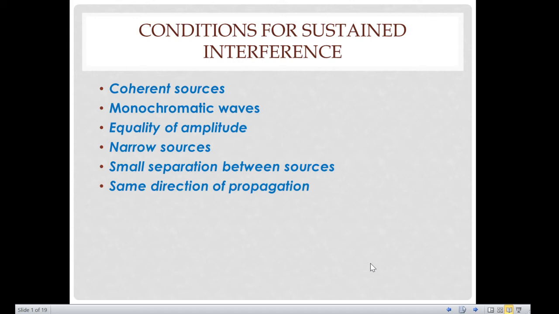Second thing is of same frequency or wavelength, or monochromatic waves. The two interfering sources should emit waves of the same frequency or wavelength, and the amplitude of the two interfering waves should be equal or approximately equal. The two sources should be narrow. The separation between two coherent sources should be as small as possible. And the two interfering waves must be propagated along the same line, same direction of propagation.